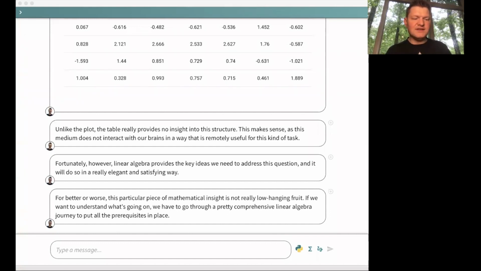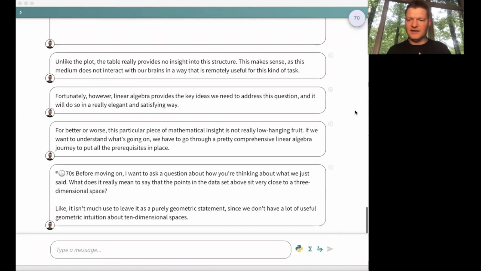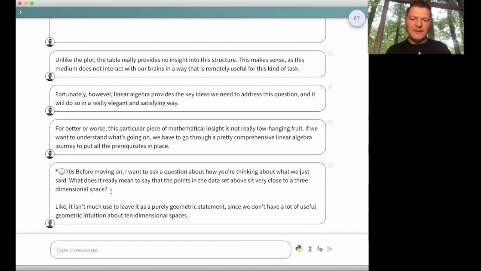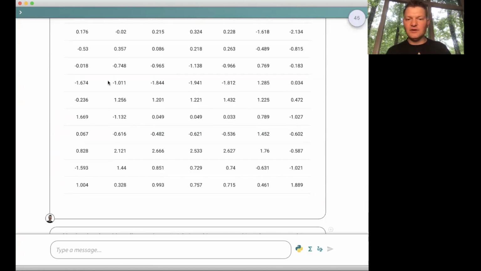So I just want to see quickly how people are thinking about the thing that I just said. What does it mean to say that the points in that data set above sit very close to a 3D space? Geometrically, it's clear in 2 dimensions, sitting along a line, what we're talking about. You don't necessarily want to leave it at geometric intuition when we're talking about high dimensions, though, because we don't really have geometric intuition for that. So what does it mean concretely to say that the points in this data set are 10-dimensional, but secretly they're really just 3-dimensional plus a little bit of noise?